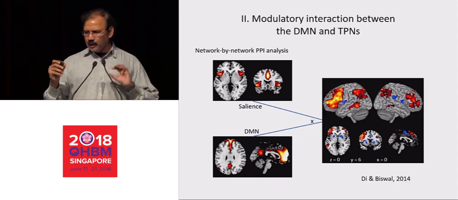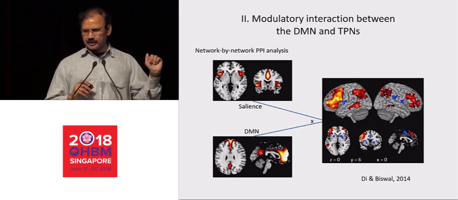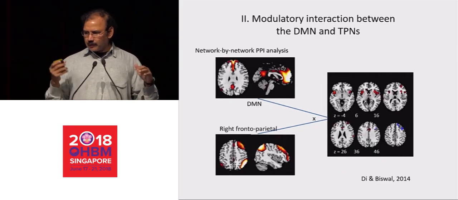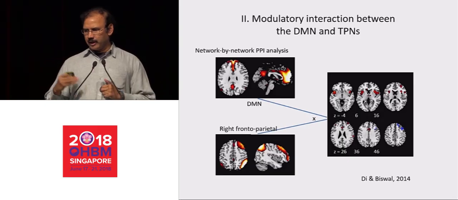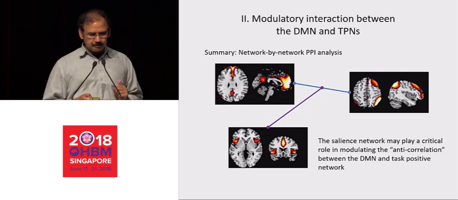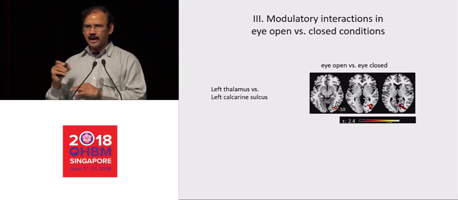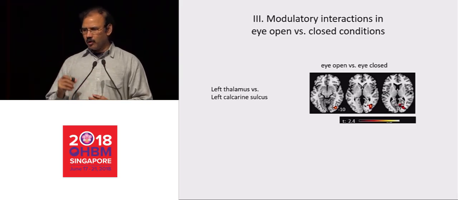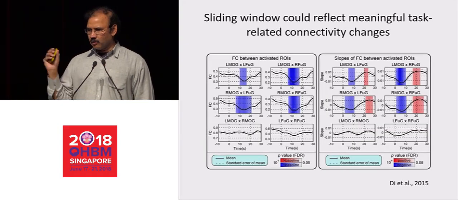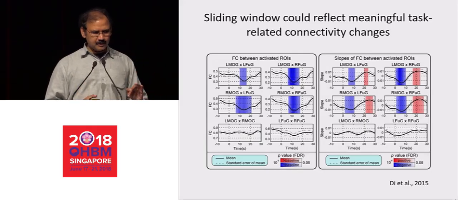So in this case, what it shows is that a specific network can influence the connectivity between, for example, salience and default mode, or between default mode and frontoparietal, and so on. And we can identify these things both for eyes open, or for very simple tasks like eyes open versus eyes closed. This is using, again, after task to show differences.